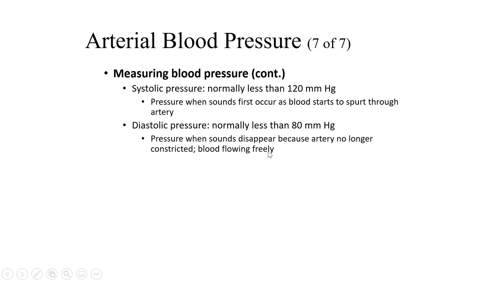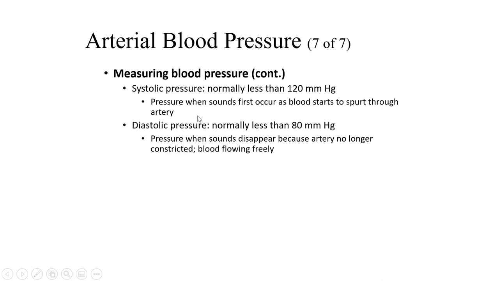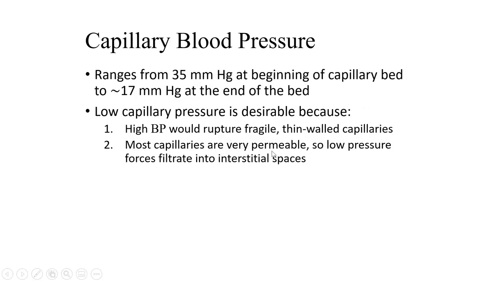Your systolic pressure, just like what I mentioned, is usually 120 millimeters of mercury, and the diastolic pressure is normally 80 millimeters of mercury. The systolic pressure is the pressure at which you hear the first sound that occurs when the blood starts to spurt through the artery. Now, the diastolic pressure normally is 80 millimeters of mercury. As the sound disappears, the last sound that you hear is marked to be the diastolic pressure.